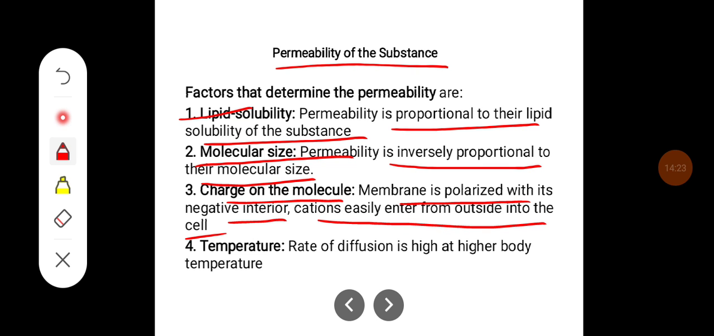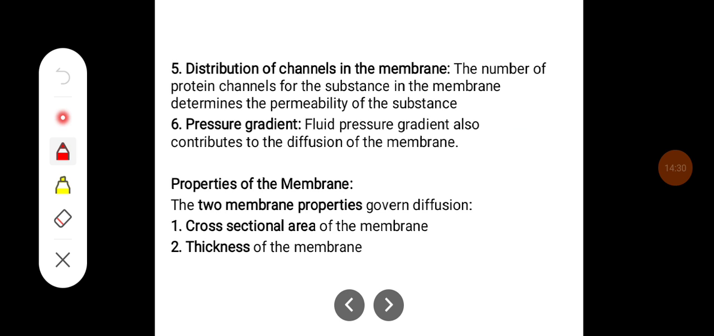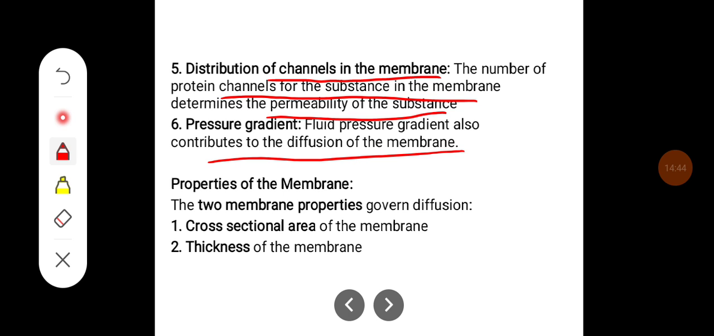Temperature also plays an important role. Rate of diffusion is high at higher body temperature. It also depends on the distribution of ions in the membrane. The number of protein channels for a substance in the membrane determines the permeability of the substance. Fluid pressure gradient also contributes to diffusion across the membrane.